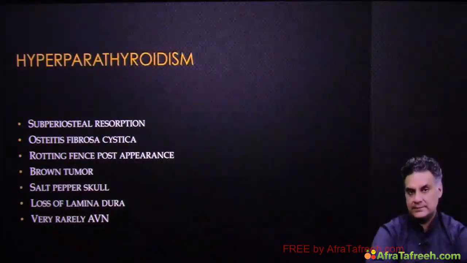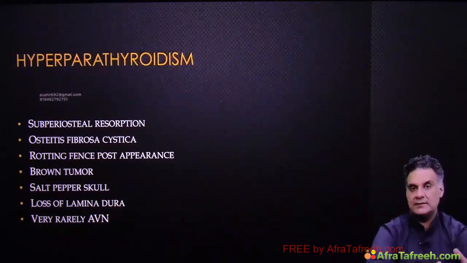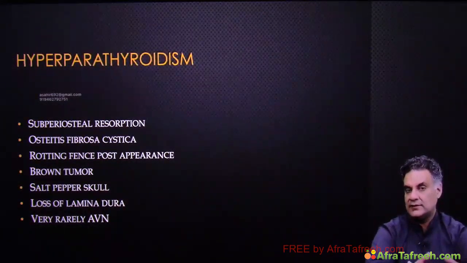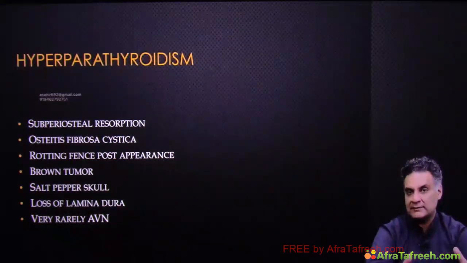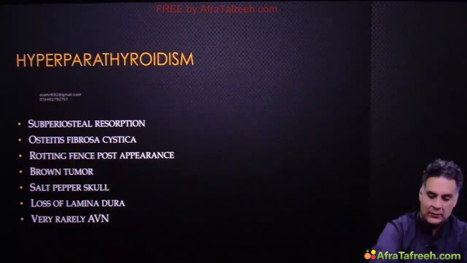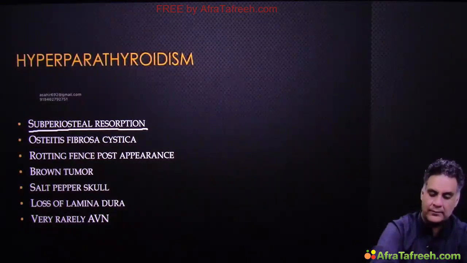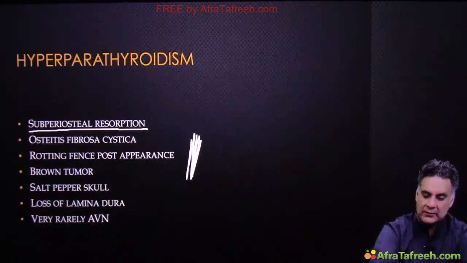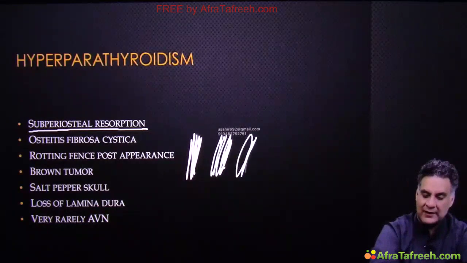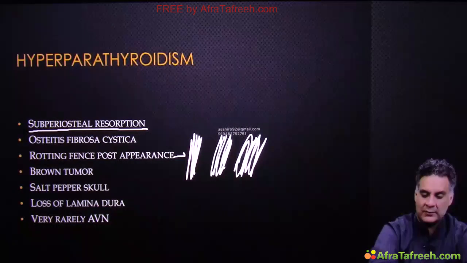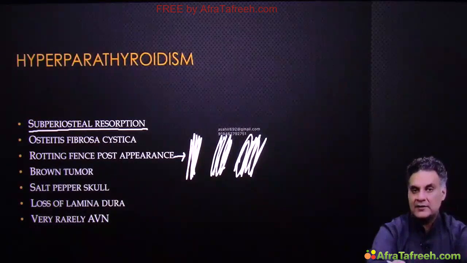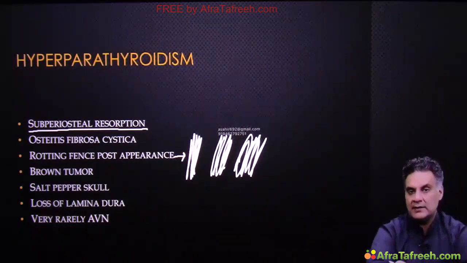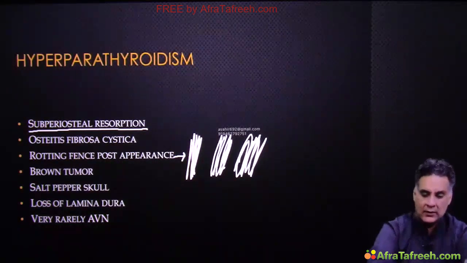High PTH will stimulate the osteoblast, which will release the RANK ligand, which will attach to the RANK receptor on the osteoclast, causing increased activity and bone resorption. Since osteoblastic proliferation is also increased, the bones can have whitish osteoblastic lines too, called the rotting fence post appearance. The lytic cavities in the bone are filled up with blood, and the blood degradation products give it a brown color, called a brown tumor.